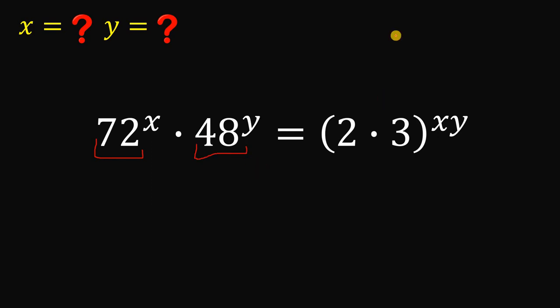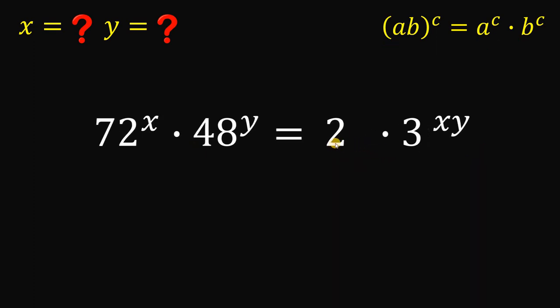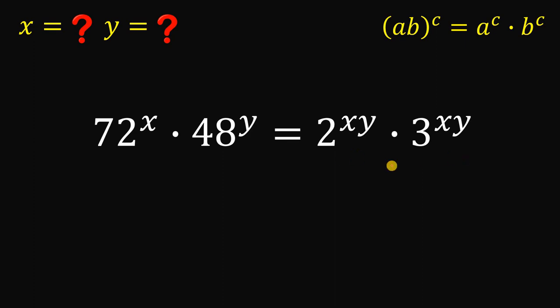Now, let's do that. Take note that if we have AB raised to the power of C, this can be written as A raised to C multiplied by B raised to the power of C. So, 2 times 3 raised to xy can be written as 2 raised to xy times 3 raised to xy. Now, let's use some factors of 72 that contain 2 and 3.